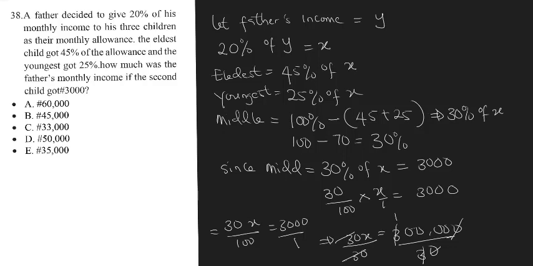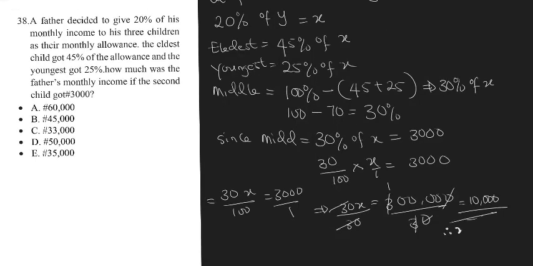So X now is 10,000, so this is the X. And remember that X is equal to 10,000. Now, in order for us to get his total income, we're going to go back to this. Remember, we said that 20% of Y is equal to X. So of course, we're going to use it.